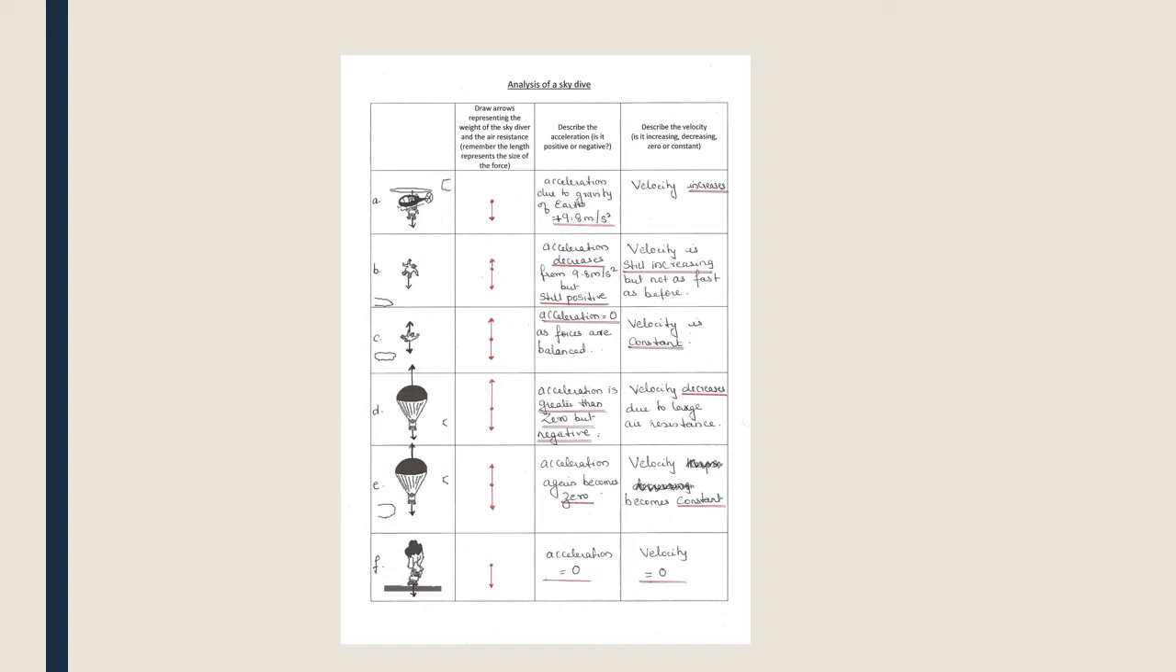So due to the opening of the parachute and increase in surface area, air resistance becomes much bigger than the weight. You can clearly see that in the size difference of the two arrows there. Because of this, acceleration becomes negative because the resultant force is in the opposite direction. And this sudden increase in air resistance decreases the velocity. Then we are moving on to stage E.